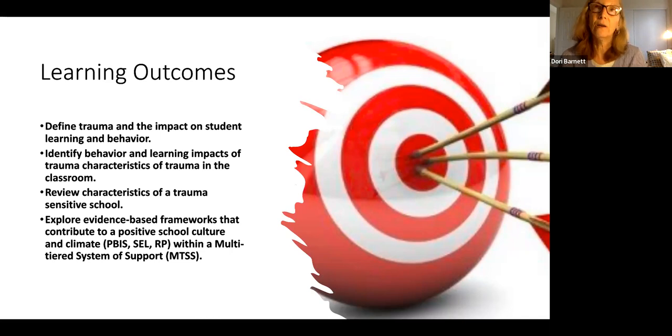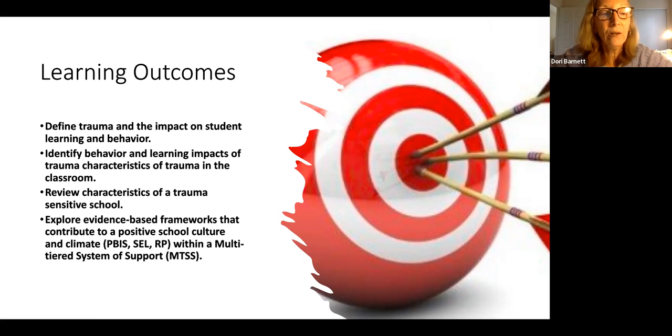Look at how we can identify some of the characteristics that might let us know a student has experienced trauma. What are the learning and behavior characteristics of trauma in the classroom? And then, more importantly, what does it mean to be a trauma sensitive school or a trauma informed teacher?